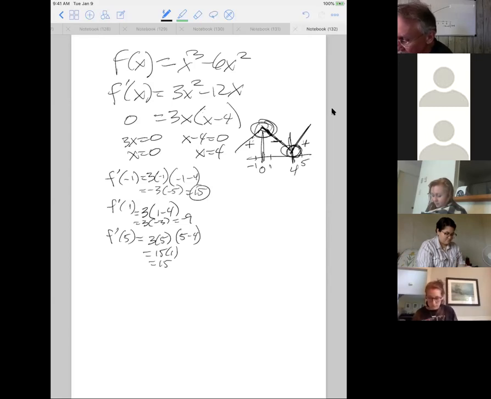So all we need to do now is verify what the coordinates are. When I want to find the coordinates, I have to plug it back into the original function. So f of 0 equals 0 minus 0 equals 0.